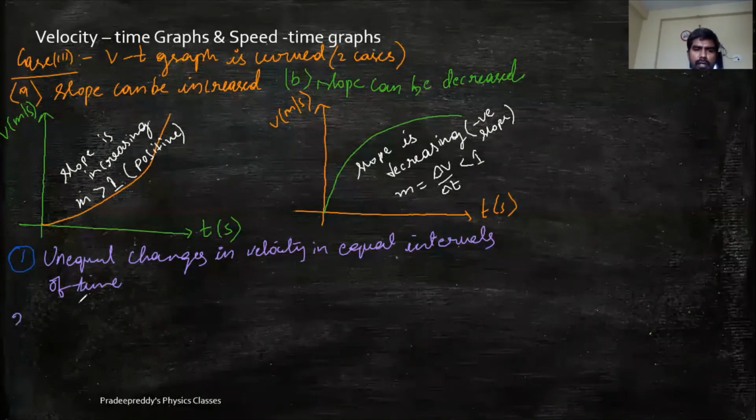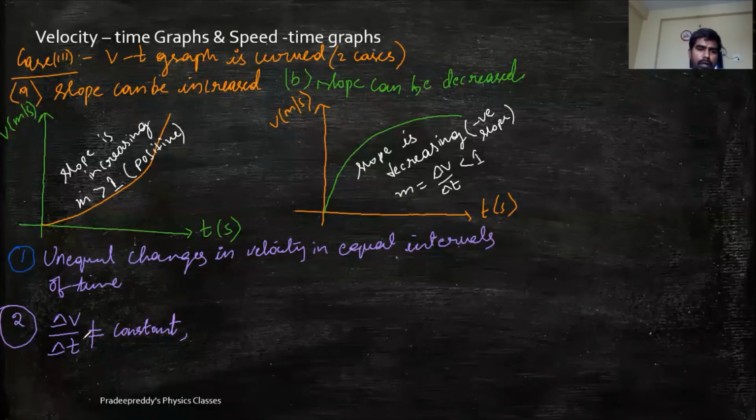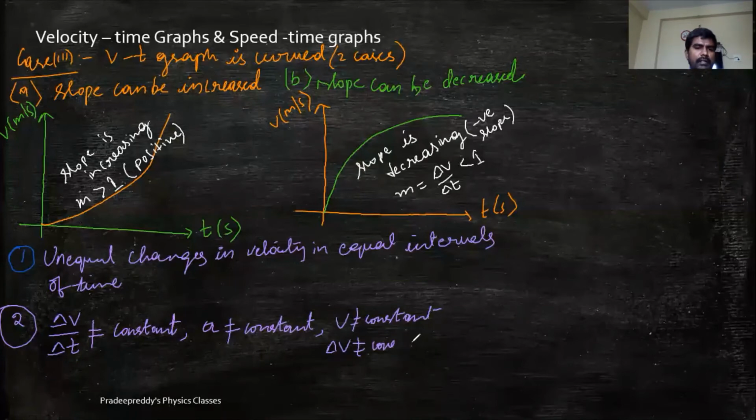And second point which you are learning is, when there is unequal changes in velocity in equal intervals of time, what does it mean? Delta v by delta t is not equal to constant. If delta v by delta t is not equal to constant, acceleration is not equal to constant. Acceleration is not constant and velocity is not constant. Change in velocity, delta v also not equal to constant. So this is the information which you are getting.